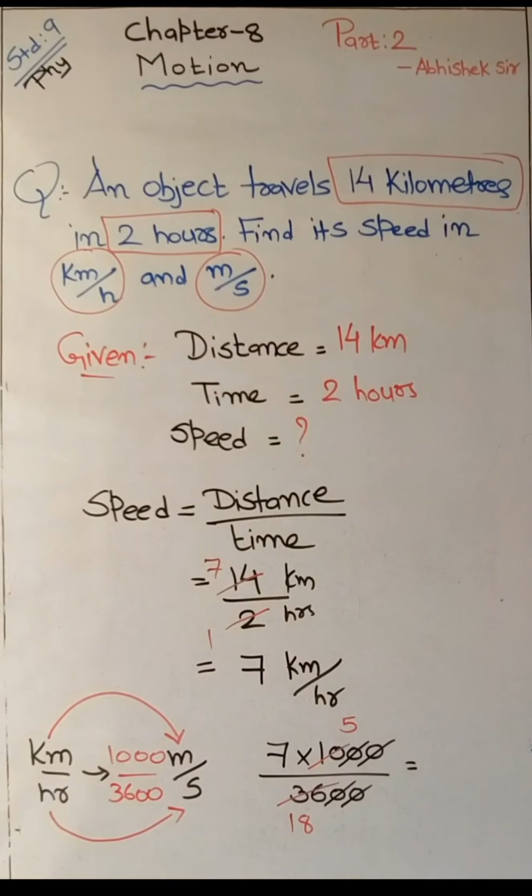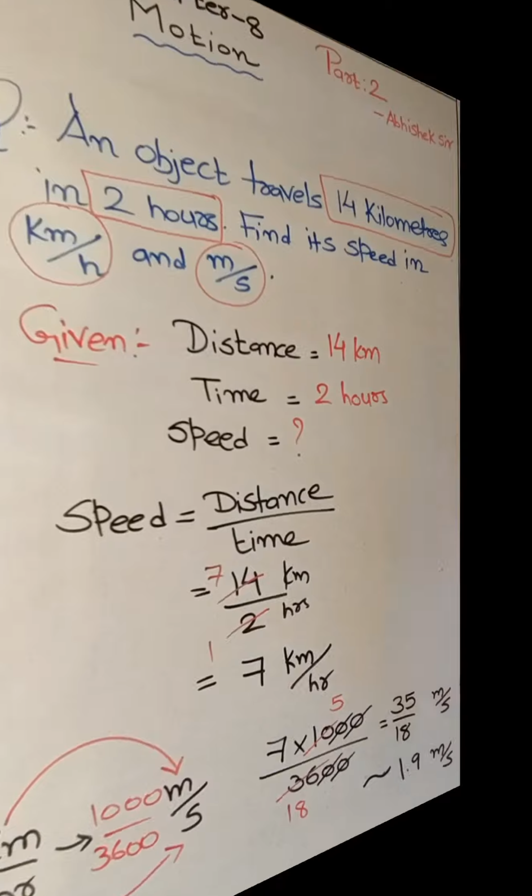So what we'll do, we will be multiplying the numerator, that is 7 into 5, 35 upon 18, right? Meter per second. So 18 2s are 36. You can see we have almost a number which is twice than 18. So our answer can be, right now I'm not doing exact calculation, our answer can be 1.9 meter per second or 2 meter per second.